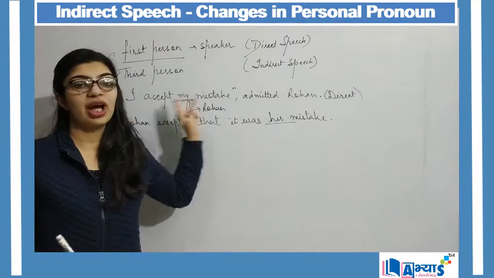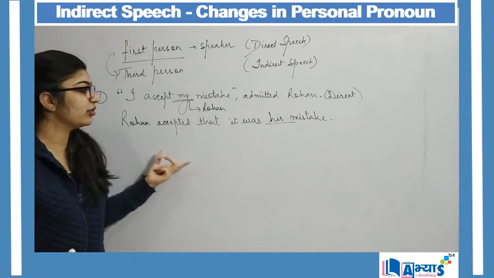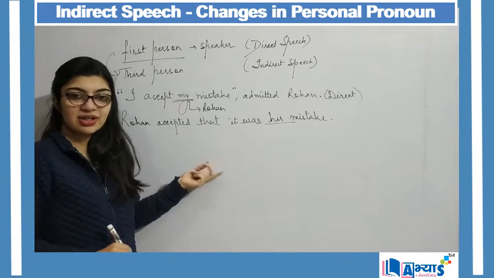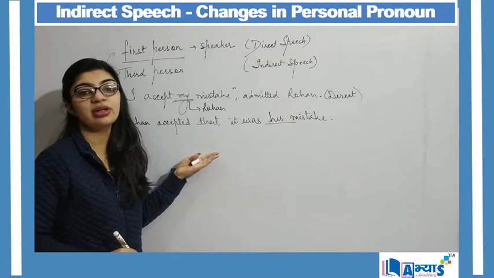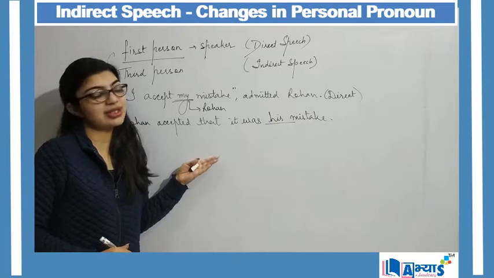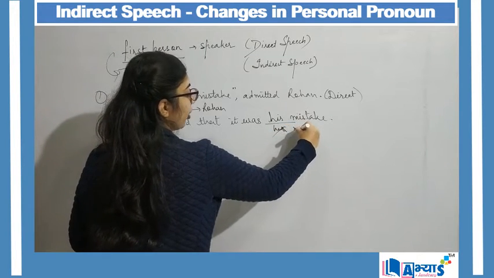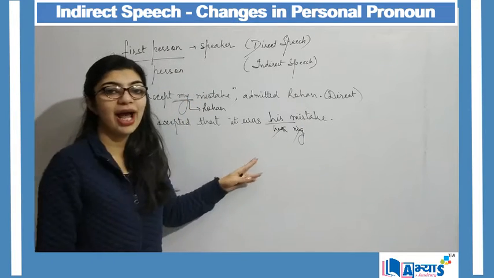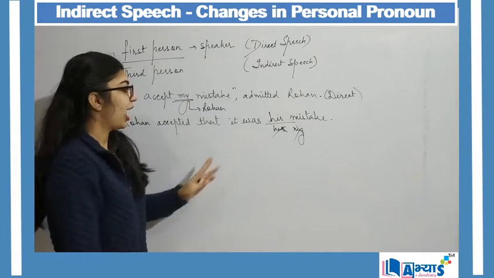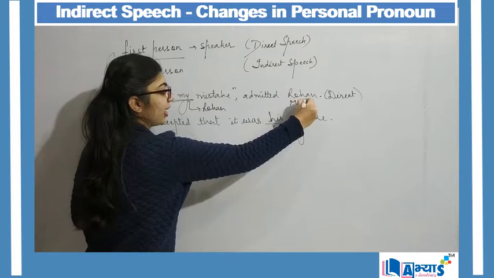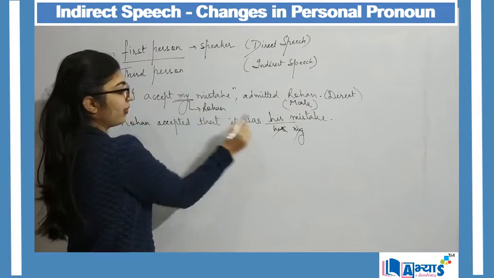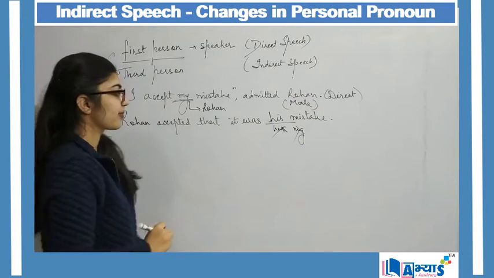So now the pronoun has changed according to the correctness of the sentence and according to the right meaning of the sentence. I will not say it was her mistake. Nor, it was my mistake. Both of these are wrong. I know that Rohan is male. For male, "my" will change to "his".